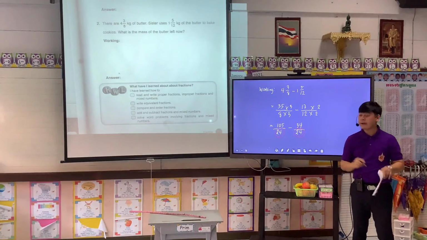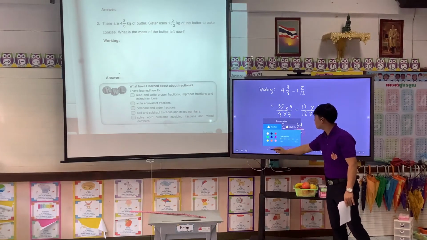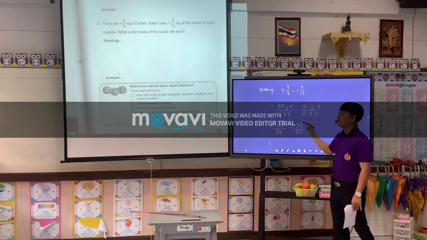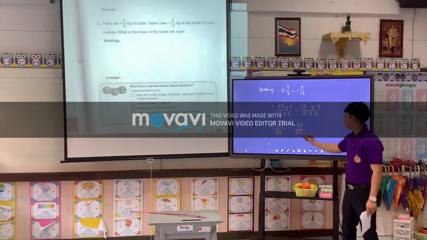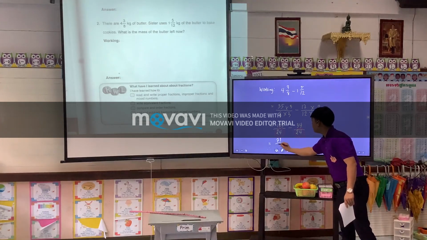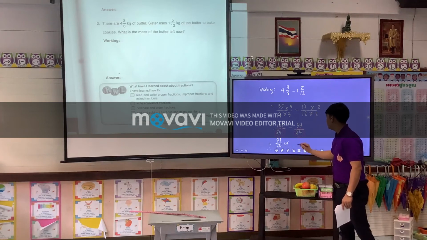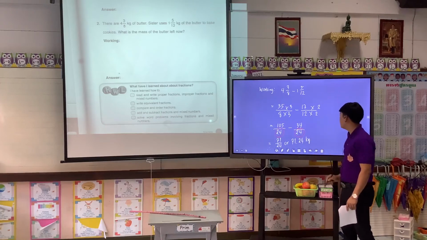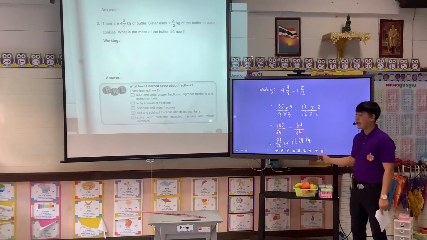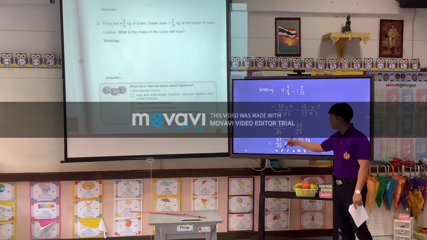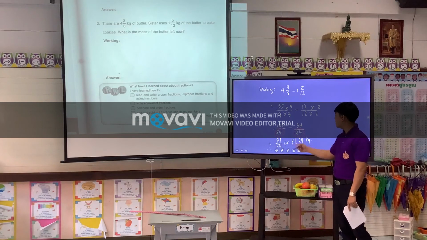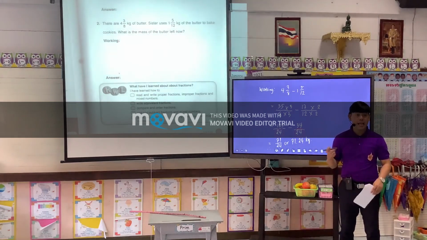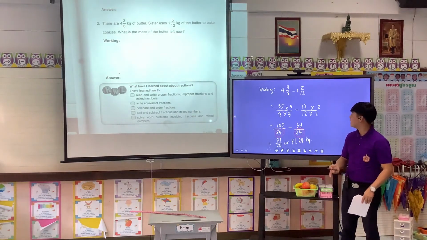The denominators are the same. So next step is 105 minus 34. So we need to subtract the numerators. 71 over 24, or 71/24 kilogram of butter left. So the answer is 71 over 24 in fraction, and in decimal form it is written as 71/24 kilogram of butter left. Do you understand? Okay.